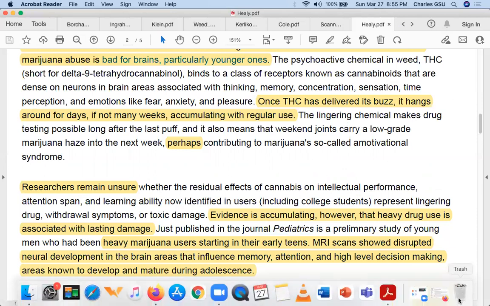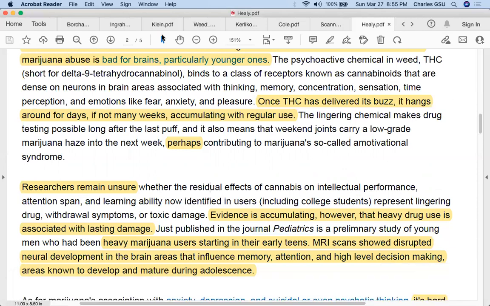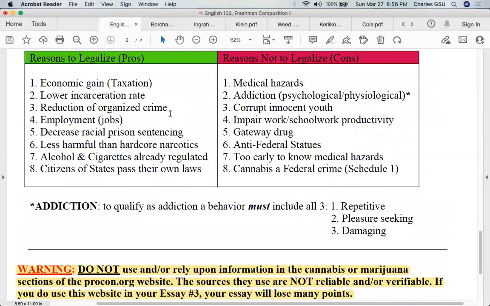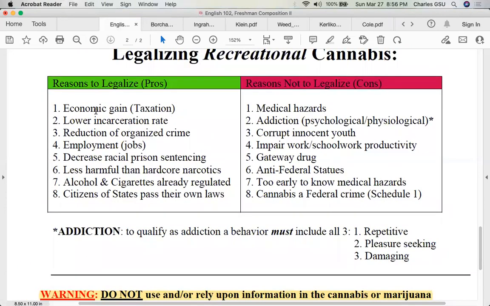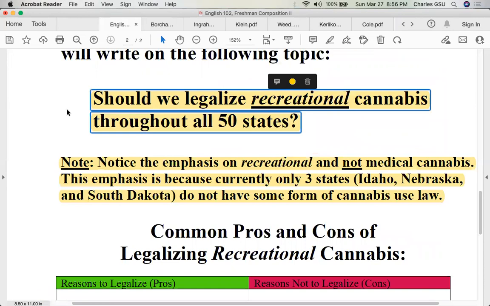So that's the last of the articles that I have in the folder for you, but again, you're allowed to find your own, but make sure again that they are legitimate. Again, do not use the procon.org website. And have fun with this piece. Everyone's going to be arguing the same thing. I'm interested to see what you guys are going to come up with and why you think we should or should not.